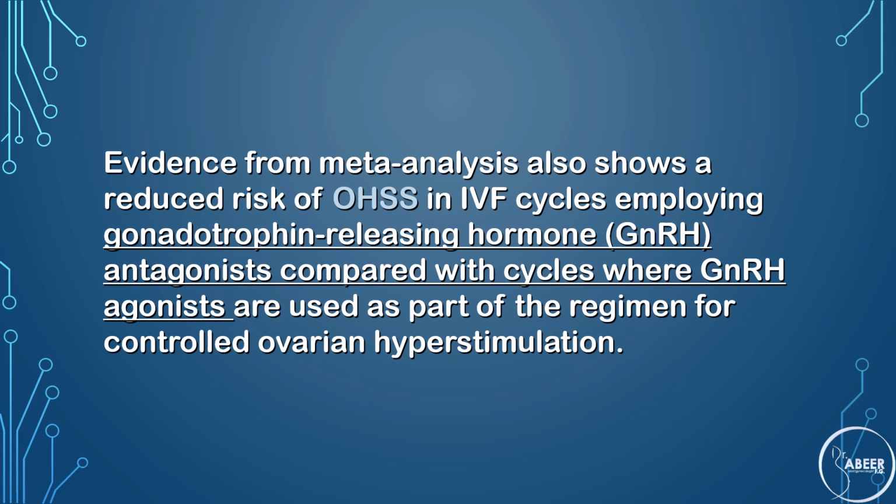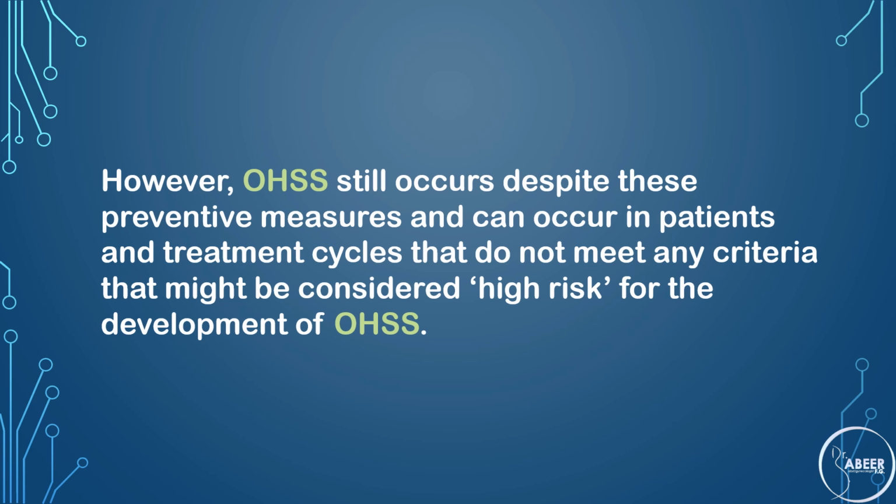Evidence from meta-analysis also shows a reduced risk of ovarian hyperstimulation syndrome in vitro fertilization cycles employing gonadotropin-releasing hormone antagonist compared with cycles where gonadotropin-releasing hormone agonists are used as part of the regimen for controlled ovarian hyperstimulation. However, ovarian hyperstimulation syndrome still occurs despite these preventive measures and can occur in patients and treatment cycles that do not meet any criteria that might be considered high risk for the development of OHSS.